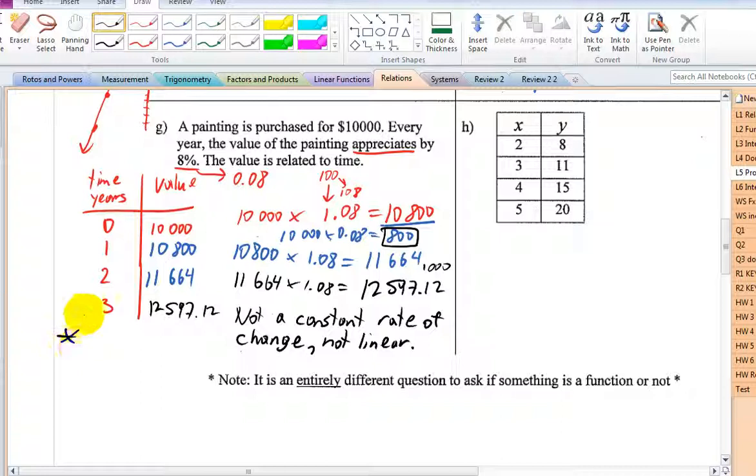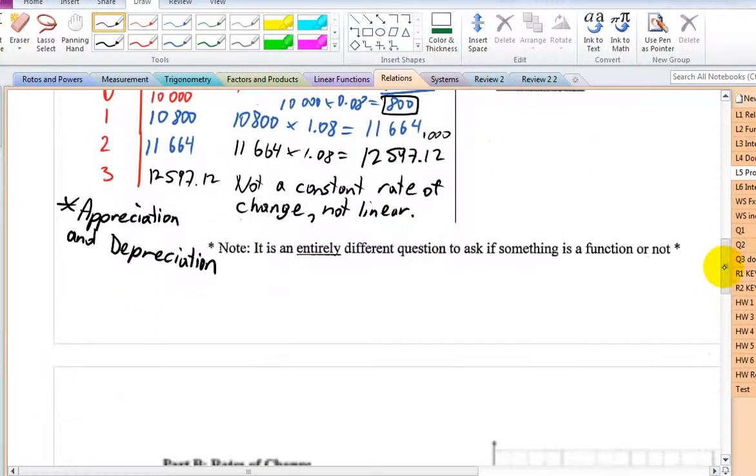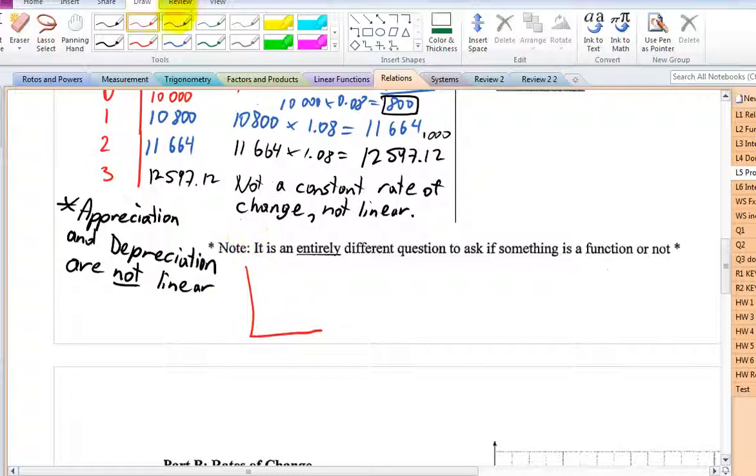So, things to note. Appreciation, like artwork, and depreciation. What's depreciation? When it loses its value. It's like cars. Cars depreciate every year. So those are not linear. When you buy a new car, how much is it worth? Approximately, probably like $40,000. And you lose 10% a year.